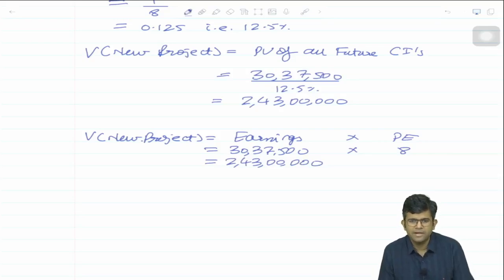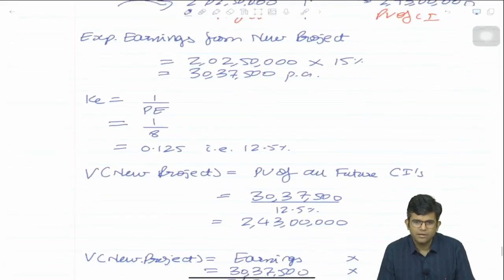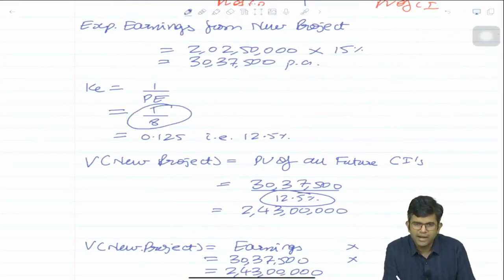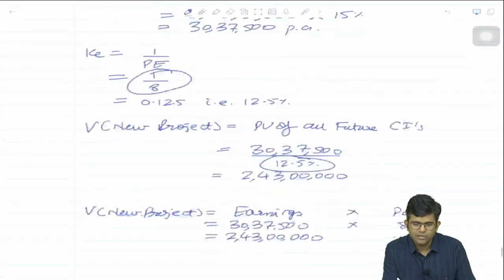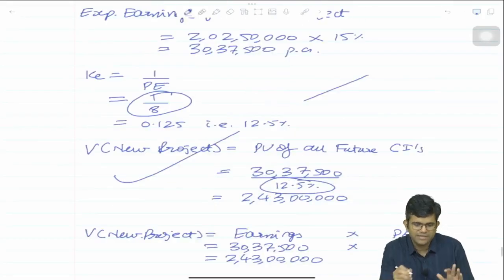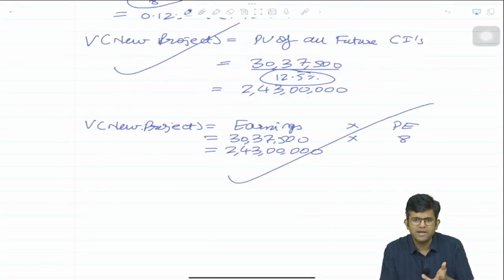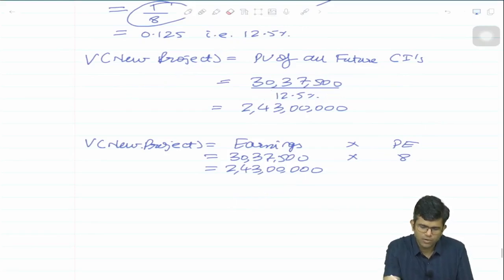Everyone, are you all understanding? You should not get surprised. 12.5% was 1 by 8. If I put 1 by 8 there, at the end of the day it will become 8 only. I hope you are getting it. It's the same thing. This is a very simple calculation. Just earnings into PE will give market price. Game over. All done.